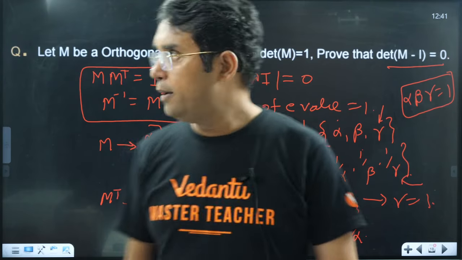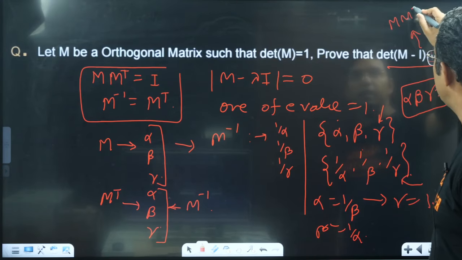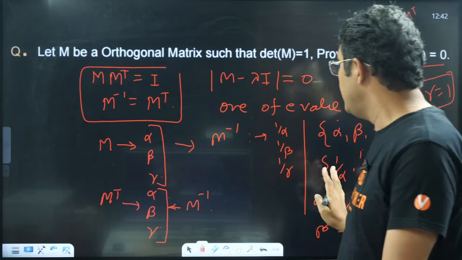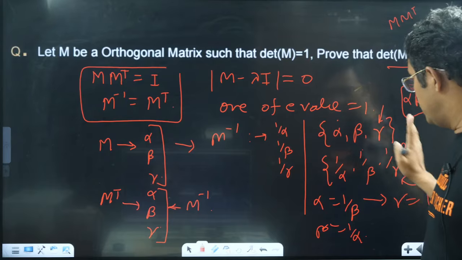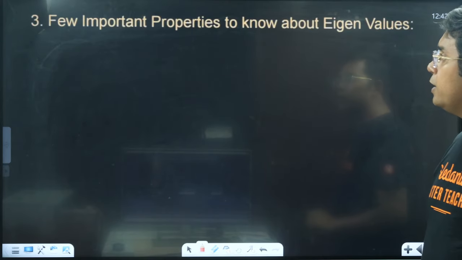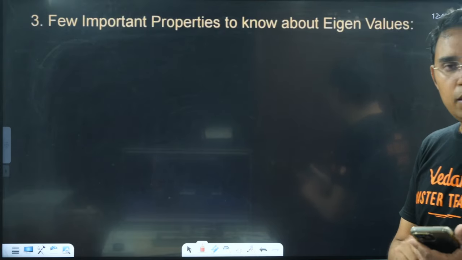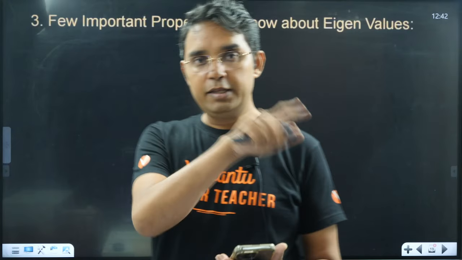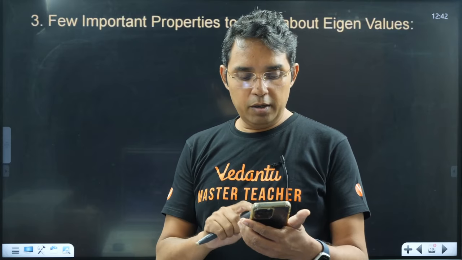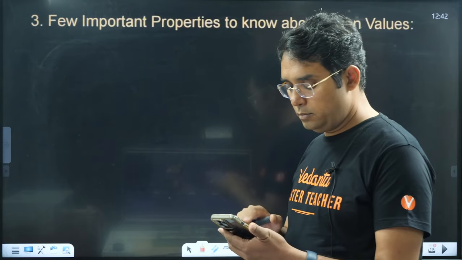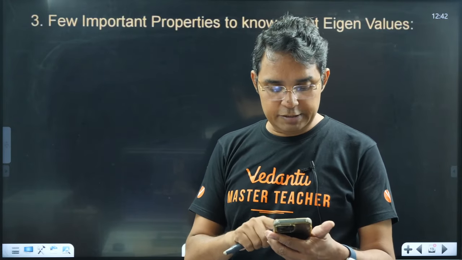There is one more method, by writing I as M into M transpose and taking M common. That way also it can be done, but I'm talking about the eigenvalue eigenvector thing right now, so that way I'm doing it here. Now a few important properties to know about eigenvalues. I talked about if A is multiplied with K, A square, A inverse, A power n, how we get eigenvalues. Now a few more important properties, please see.